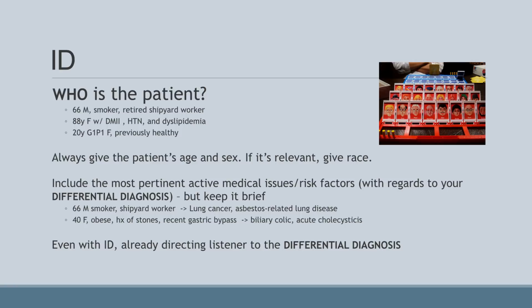Now, as I'm describing these different people, I hope you're already starting to think of different things they possibly could have. This is because even from the very first sentence, I want you to already be directing your listener towards your differential diagnosis. And so if I say something like, this is a 66-year-old male smoker, shipyard worker, I hope that I'm directing you towards things like lung cancer or asbestos-related lung disease.